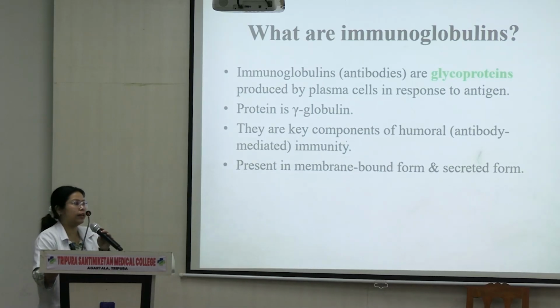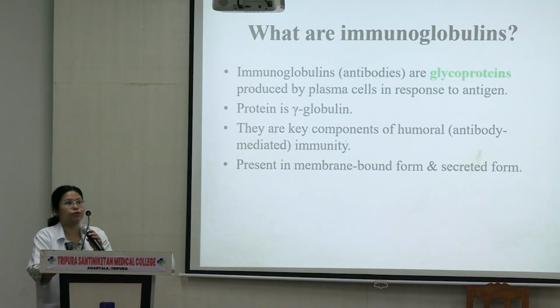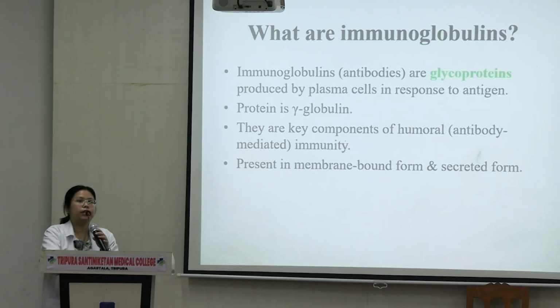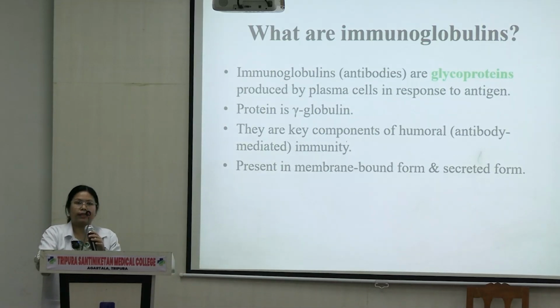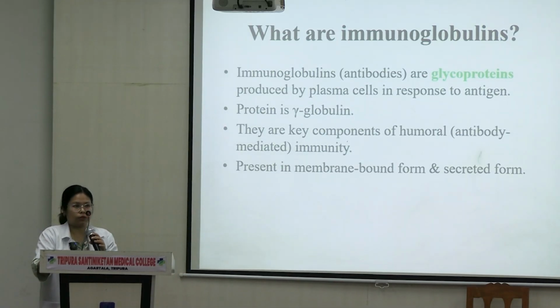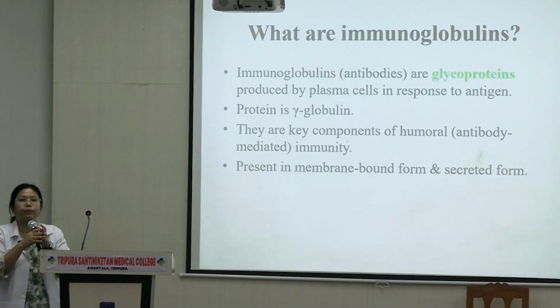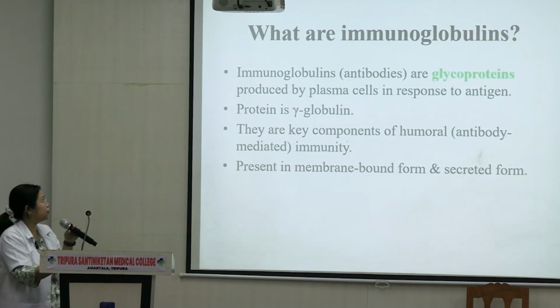Plasma cells are produced by B-lymphocytes, and these are produced in response to antigen. If you remember, humoral immunity, whenever there is an antigen in the body, an antibody is generated against that specific antigen. So this is the antibodies. So if they ask about antibodies, you can write about immunoglobulin. So immunoglobulin antibody, they are one and the same.